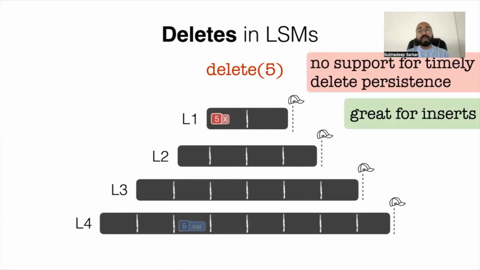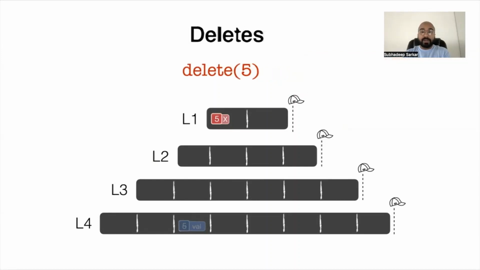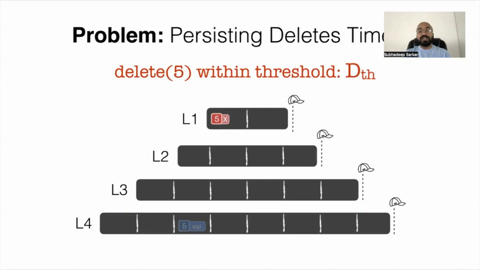However, if we want to make sure that the logically invalidated data are removed from the database in a time-bound manner, this is very difficult. So now, if our query changes to something like this, where we want to persistently, that is physically, delete all entries with a key 5 from the database within a threshold of DTH, we are in a big problem.